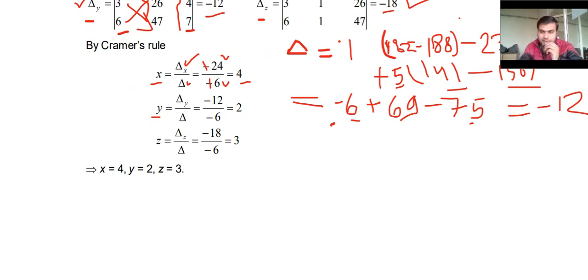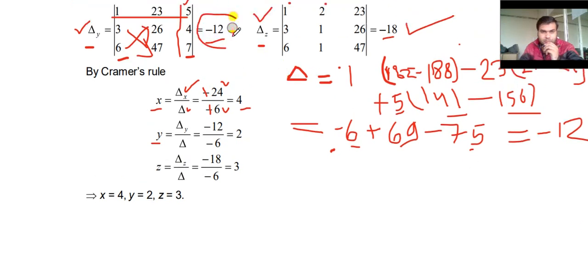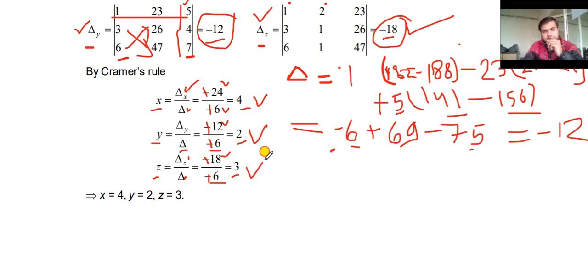Similarly, the value of y can be calculated by using the formula delta y upon delta. So the value of delta y is minus 12, and the value of delta is minus 6. Minus minus will be cancelled. 6 twos are 12. Similarly, the value of z is calculated by delta z upon delta. The value of delta z is minus 18 divided by delta minus 6. So minus and minus will be cancelled, and 6 threes are 18. So by this way we find the value of x is 4, y is 2, and z is 3.